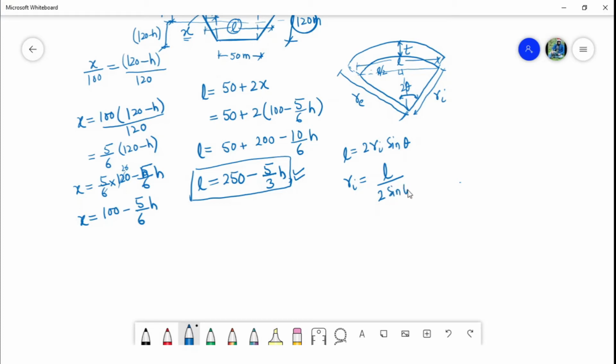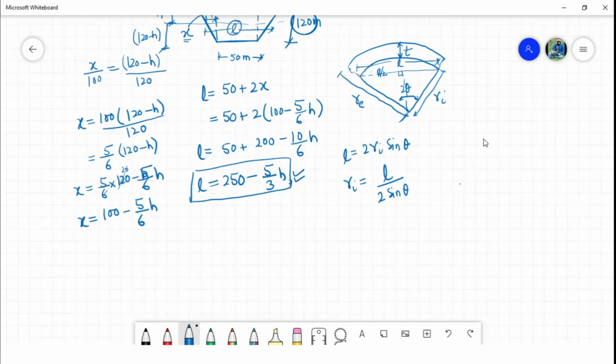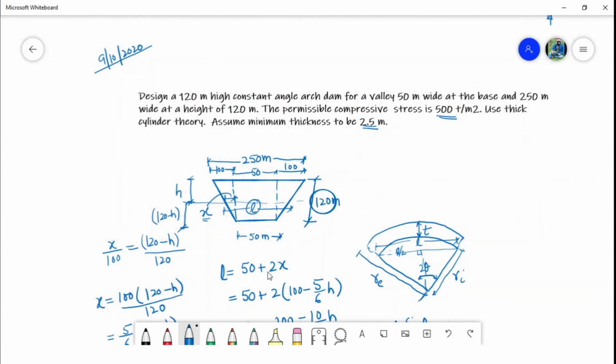Now in this problem we have assumed that our arch is a constant angle arch. So for this constant angle arch dam, we are assuming that the central angle 2 theta is equal to 133 degrees 34 minutes.